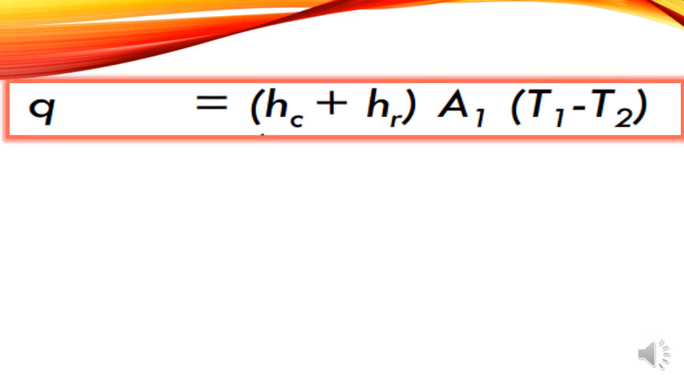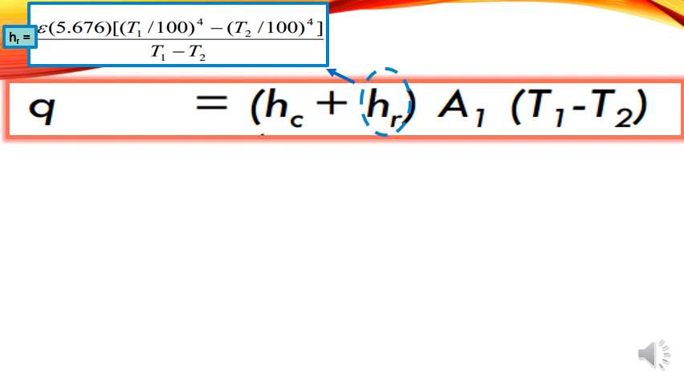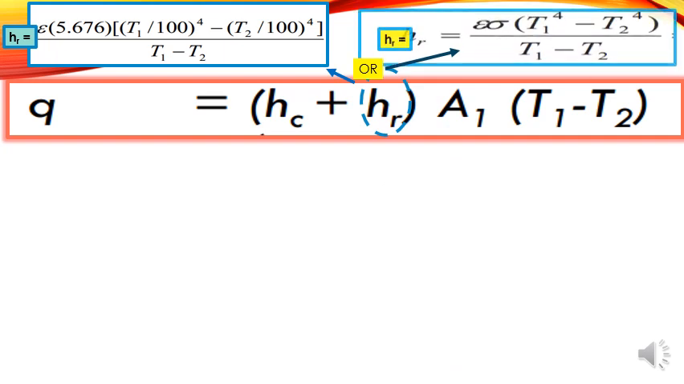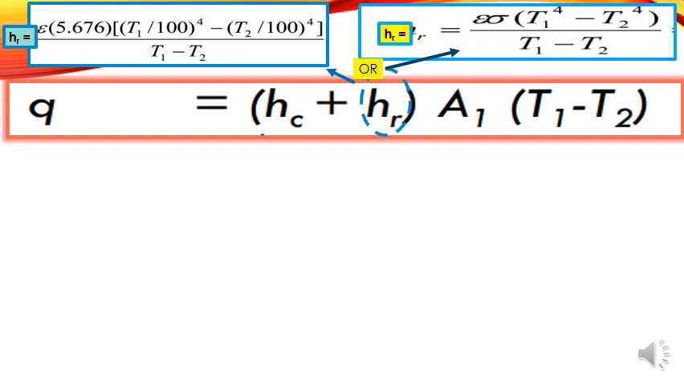Okay, let's proceed with the HR term, which is the radiation coefficient. So basically, in order to determine the HR, there are two equations that we can use, whether this one or the other one here. So what's the difference between these?